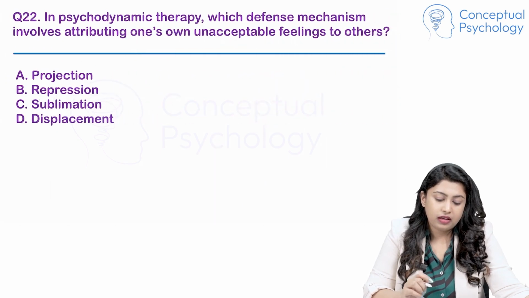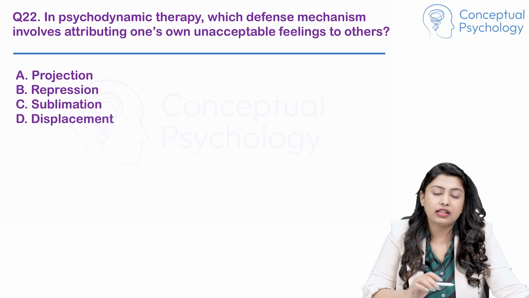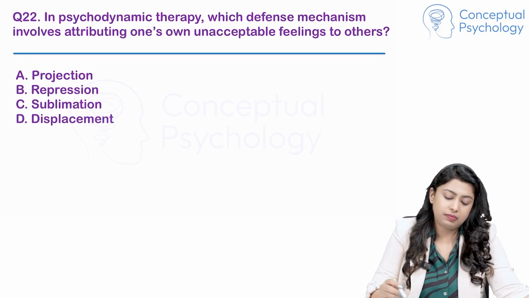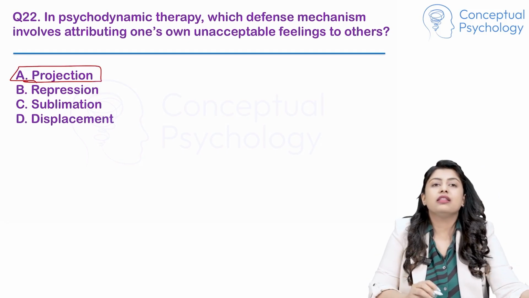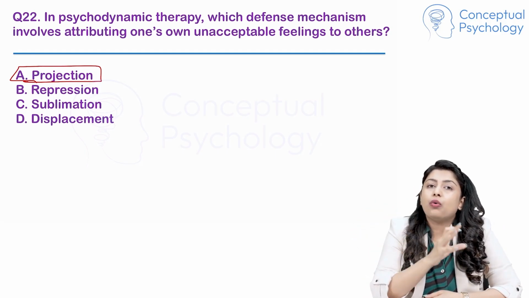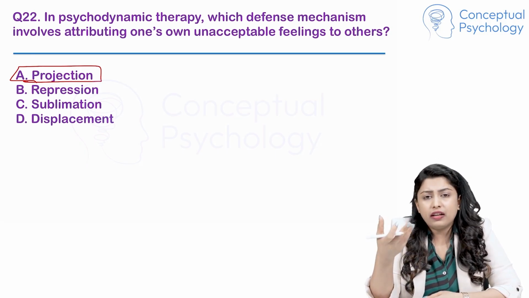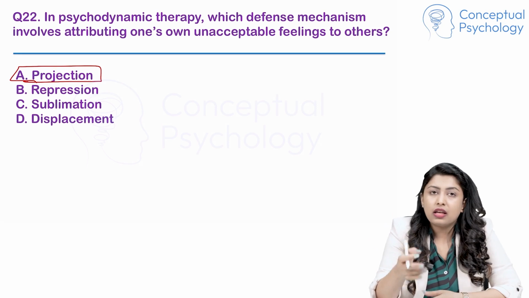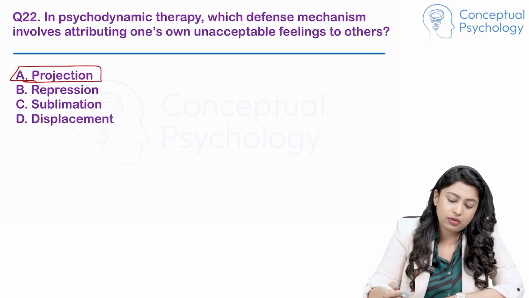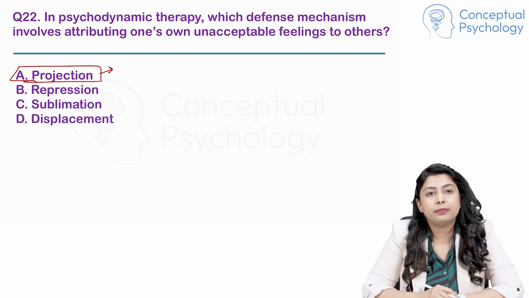Alright. Now, in psychodynamic therapy, which defense mechanism involves attributing one's own unacceptable feelings to others? Projection, repression, sublimation, and displacement. Correct answer is projection. So, projection is a defense mechanism where individuals attribute their own unacceptable thoughts, feelings, or impulses to others. So, this allows them to avoid the awareness of these uncomfortable aspects of themselves while they are still expressing them indirectly. So, hence, projection is the right answer.